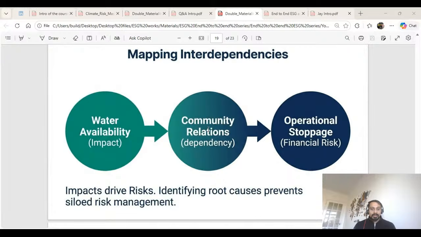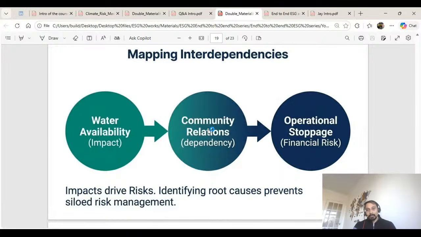Then we have to map the interdependency. For example, here's the chain reaction, as I mentioned earlier: water scarcity generates community tension, and it leads to operational shutdown, of a warehouse or any kind of assets affected by the water scarcity or the drought. So impacts create a dependency, and dependency creates the financial risk. That is why the double materiality assessment helps reveal the root causes. What are the causes of the whole interdependencies for your value chain mapping?